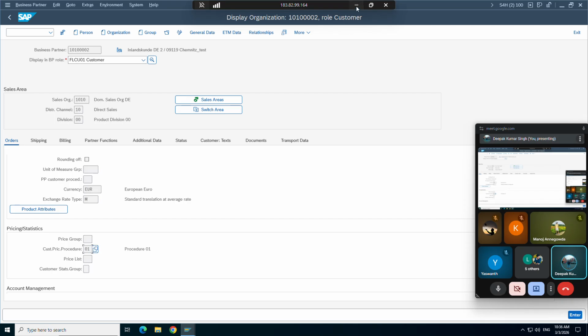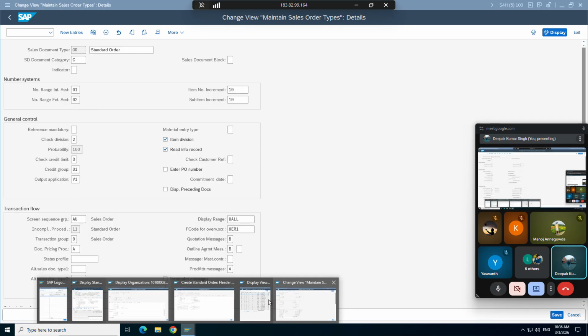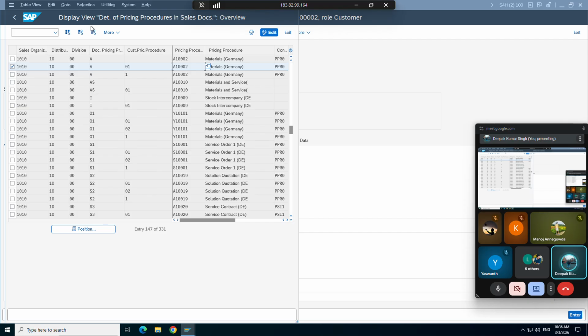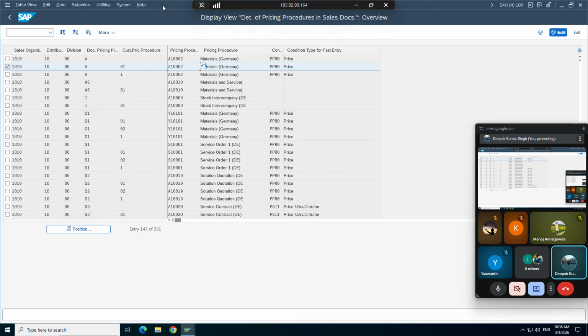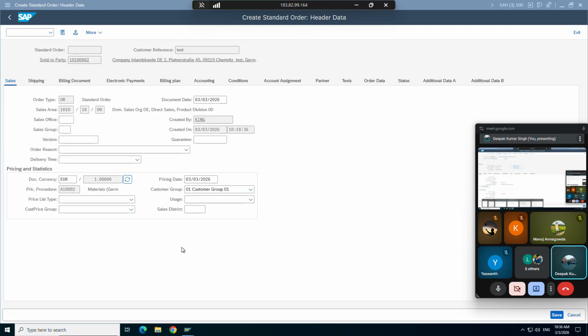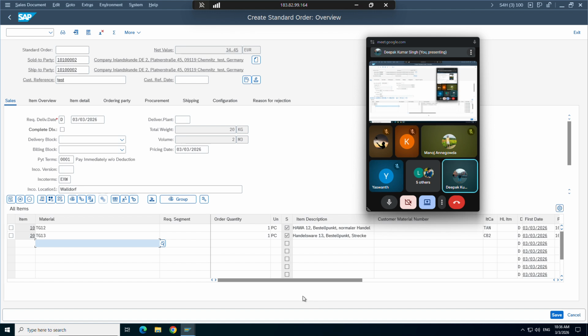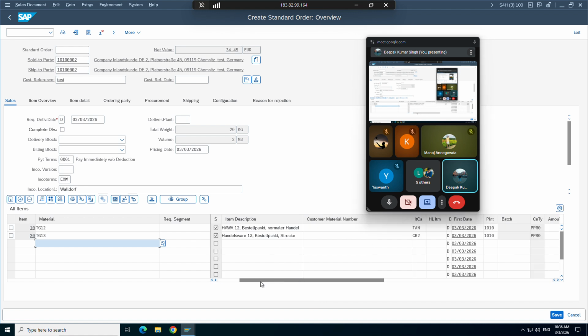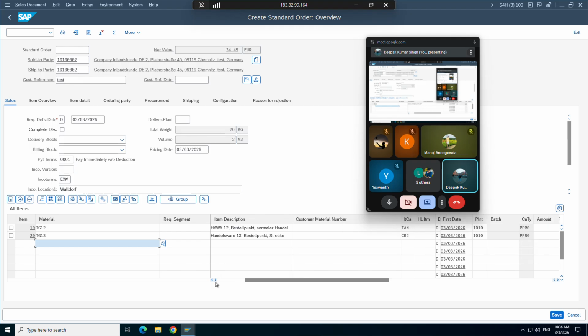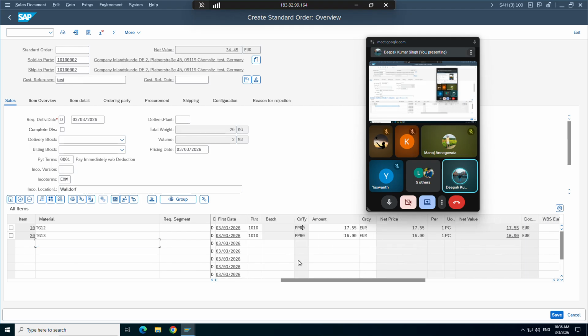Okay, one more thing. Though it may not be asked, since we are here, let me tell you that as well. So you see here one condition is appearing, PRP0, in the determination. So what it does actually, let me go to our sales order. And if I go back, you see this PRP0.